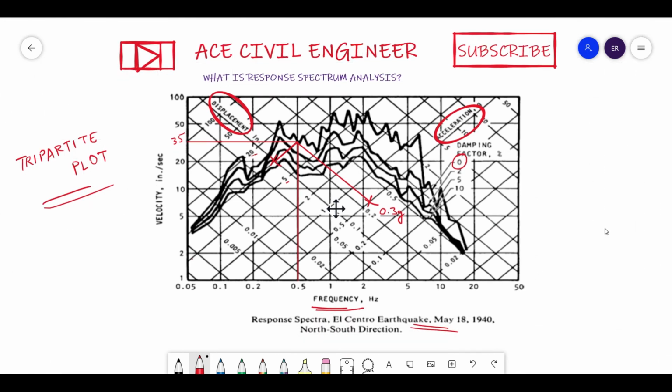Now we'll understand what exactly the response spectrum analysis is and how it is performed. It is basically performed in three different manners, friends. One is the SRSS method, the other one is the absolute sum method, and another one is the CQC method. So I will note it down here.